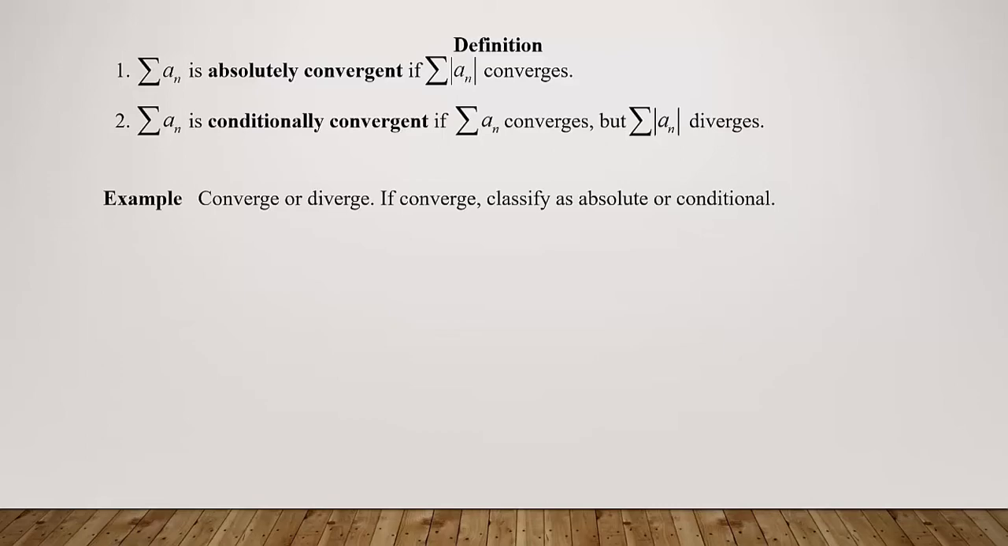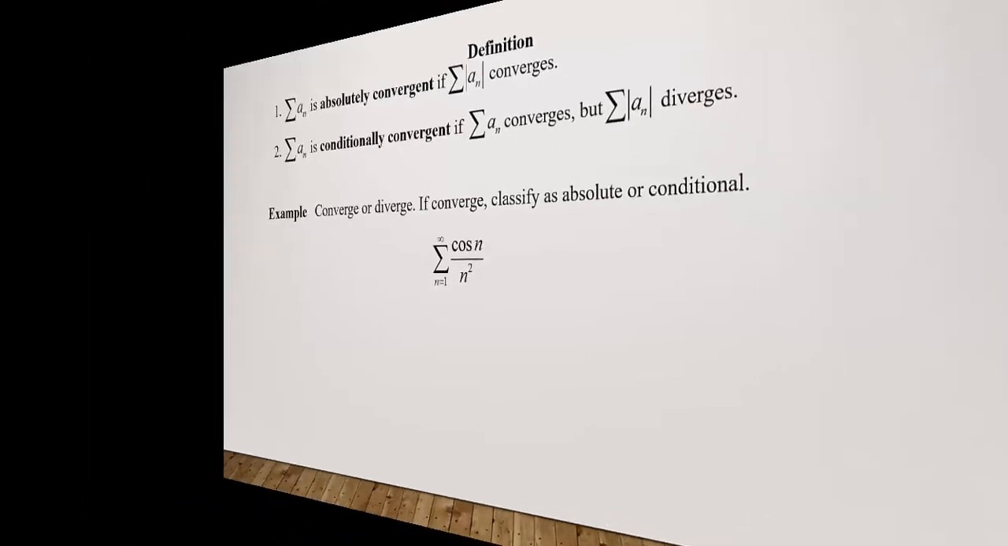Does the following series converge or diverge? And if it converges, classify it as absolute convergence or conditional convergence. And here's the series. n equals 1 to infinity cosine n over n squared. So write it down because you know what I'm doing. I'm heading off to the chalkboard to work it out.